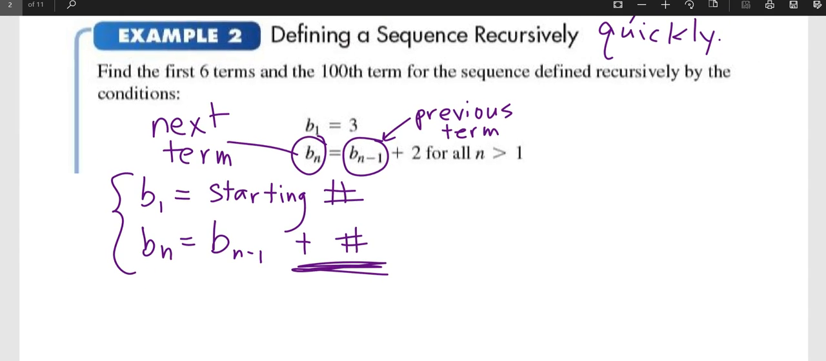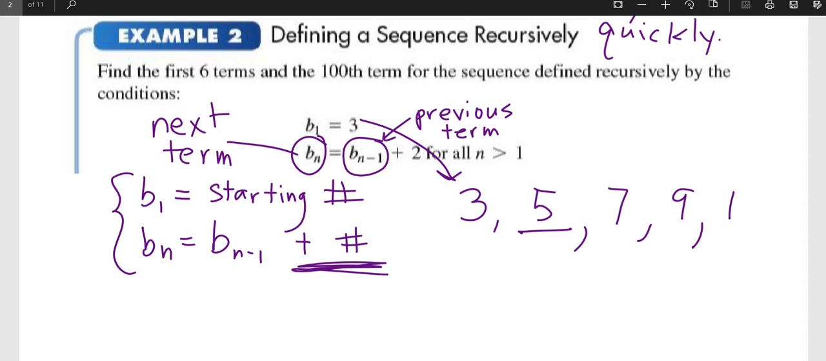Okay, so if I do this by hand, we're going to start with the number 3, because that's where they told me to start. And according to this, the next term is the previous one plus 2, plus 2, plus 2, plus 2, plus 2. Now, don't ask me to find the 100th term that way, because I'm going to get sick and tired of that pretty quickly. This is where we need an explicit formula.